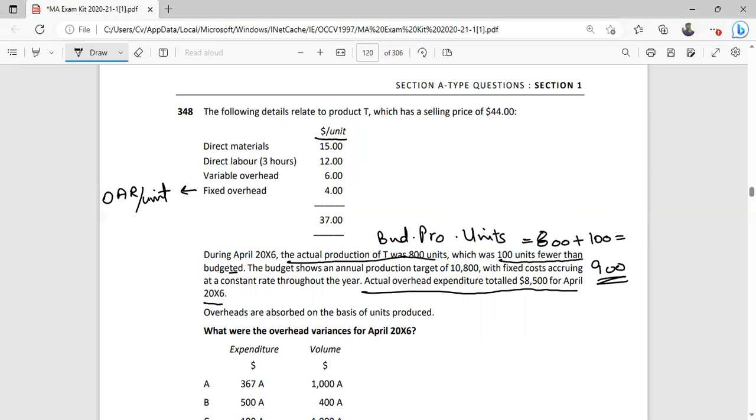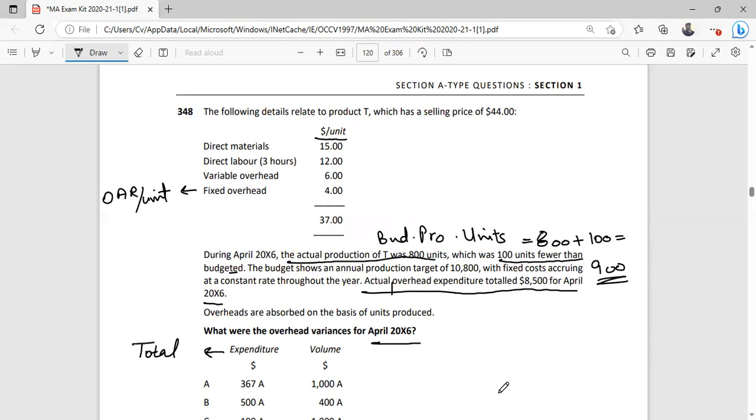Now you can see that it says actual overhead. It is not saying actual variable overheads or actual fixed overhead. It means it is a combination of variable and fixed both. Overheads are absorbed on the basis of units produced. What were the overhead variances for April 20x6? Expenditure variance. Now he says expenditure. He is not saying fixed overheads expenditure. He is not saying variable overhead expenditure. He is simply saying expenditure. Expenditure means total expenditure, which is a combination of fixed and variable both.